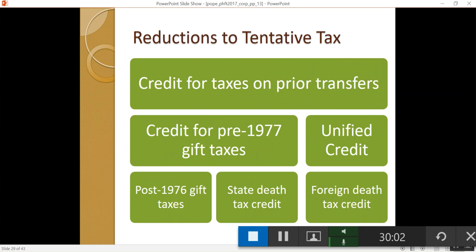So what kinds of credits do you get? You get credits for taxes that you've paid on prior transfers. You also get credits for pre-1977 gift taxes. So remember, we have to include our pre-1977 gift taxes in our tax base. But then we get a credit for whatever gift tax we paid when we did the gift transfer some years ago during the decedent's life. We also get a unified credit. We get a credit for post-1976 gift taxes. And we get a credit for the state death tax, and we get a credit for foreign death tax.